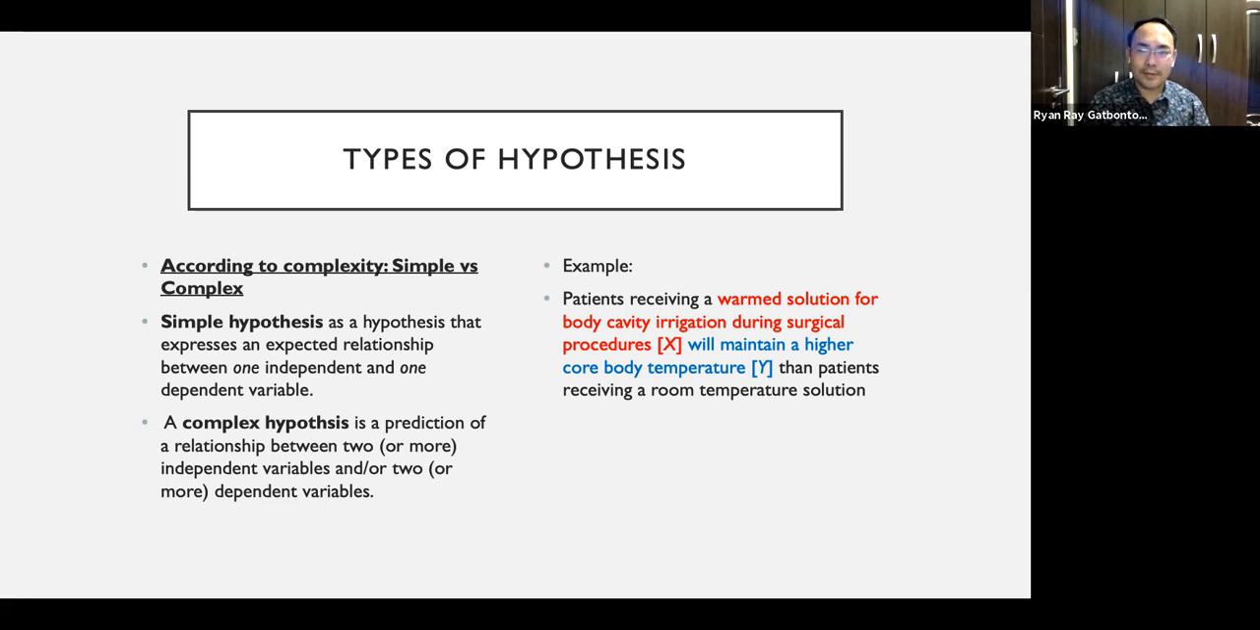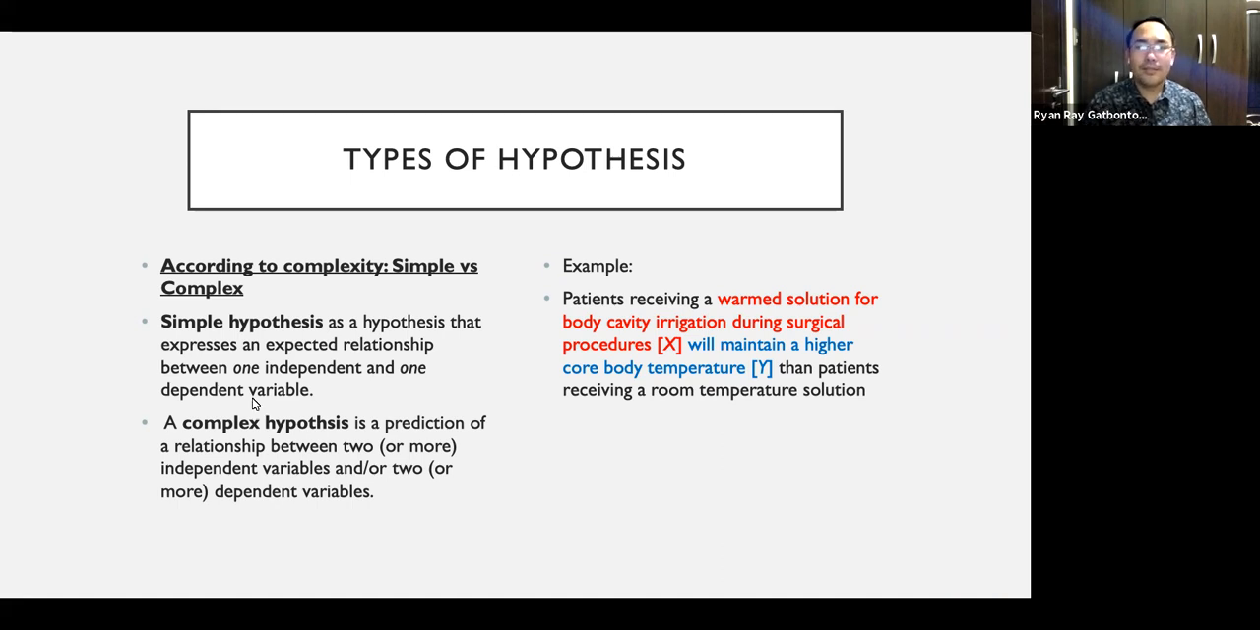When we talk of hypotheses based on their complexity, it can be either a simple hypothesis or a complex hypothesis. We say that a hypothesis is simple if it expresses an expected relationship between one independent variable and one dependent variable, right? So the key word here is one-to-one. One independent variable and one dependent variable.